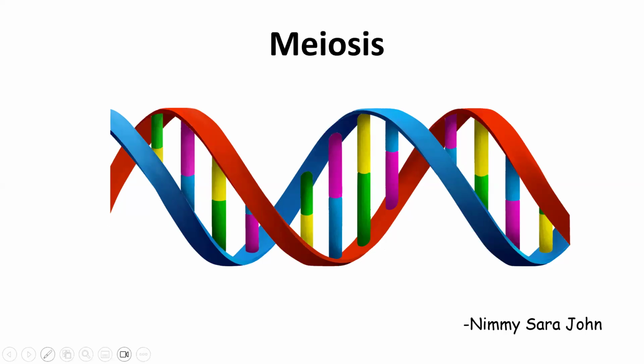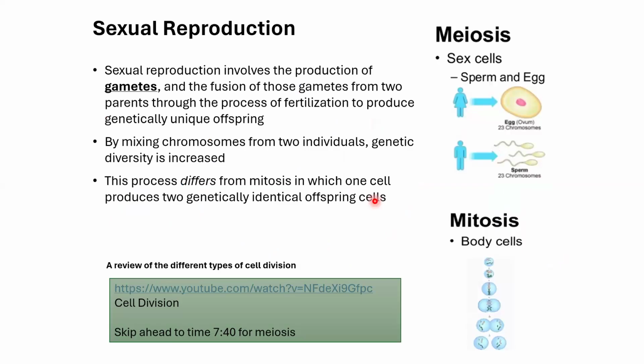Hi, everyone. In this video, we will be discussing topics surrounding the ideas of sexual reproduction and meiosis. Sexual reproduction itself involves the production of gametes and the fusion of those gametes to produce a genetically unique offspring. In this case, it's two parents, like an egg and a sperm. By mixing the chromosomes of two individuals, the genetic diversity gets increased.